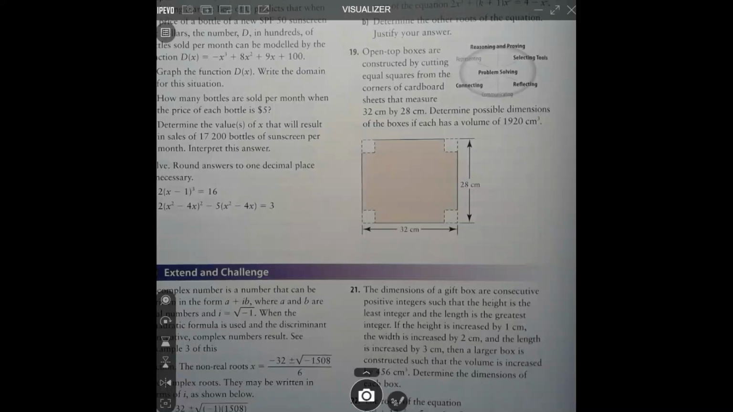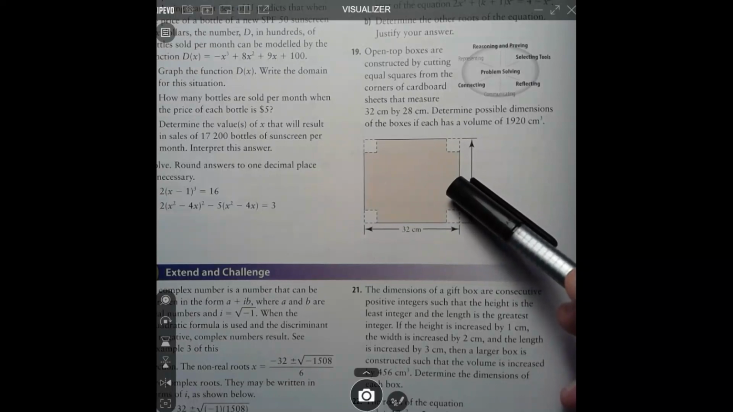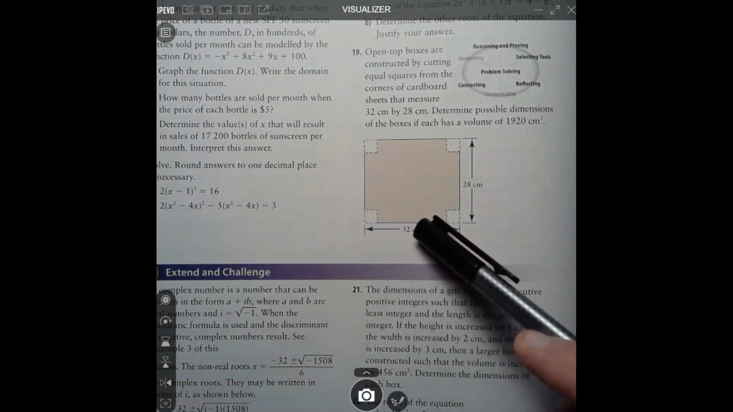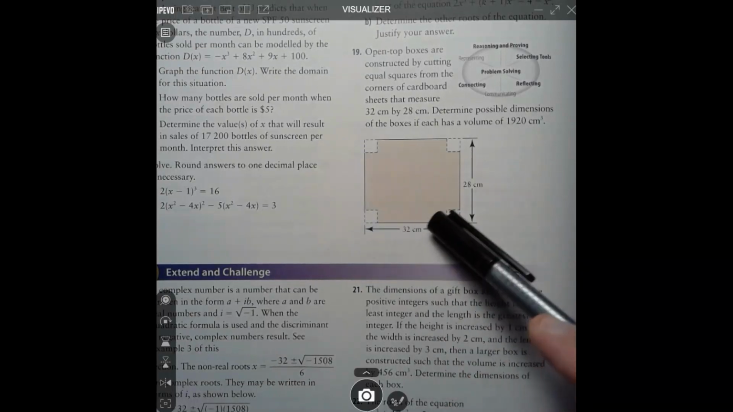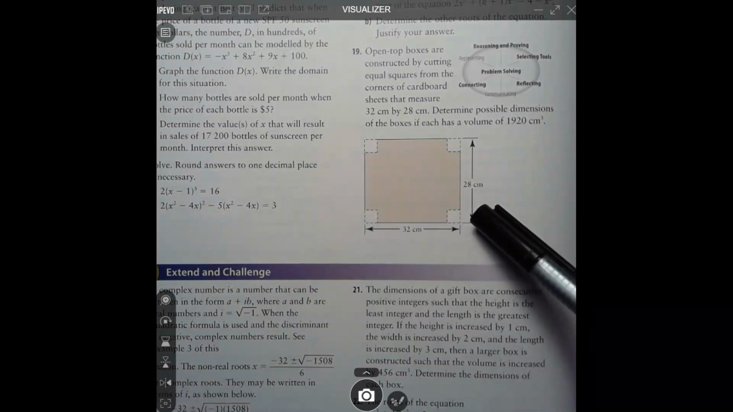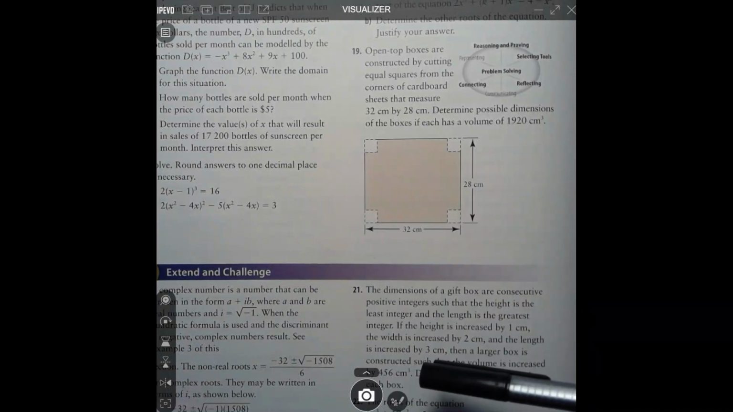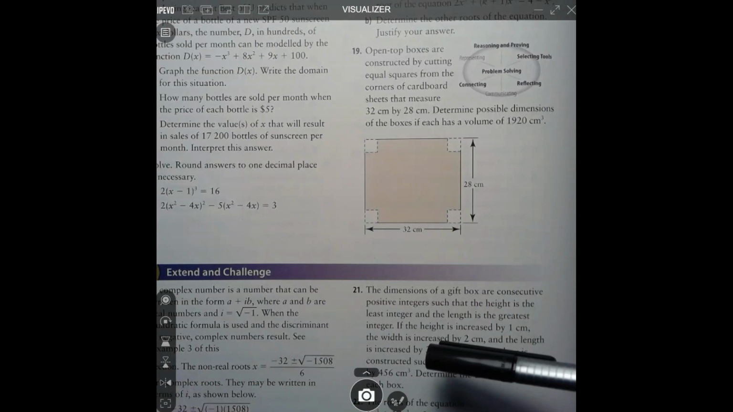Hi, folks. We're going to take a look at page 112, number 19. So take a look at the question here. Essentially, what we have is a sheet of paper or a sheet of cardboard, 32 centimeters by 28 centimeters, and we're going to use this to create an open top box.